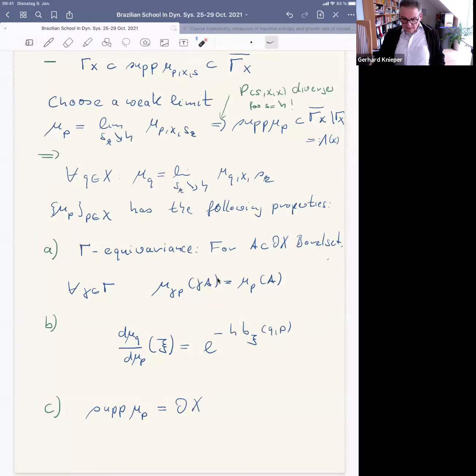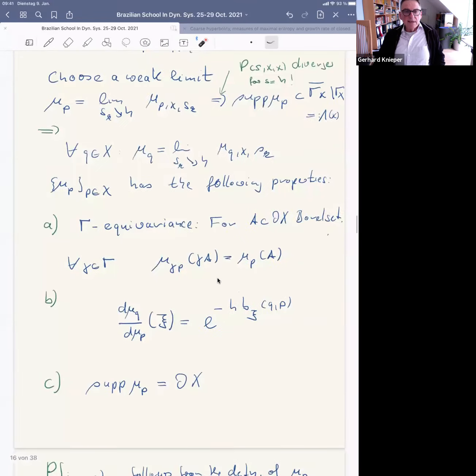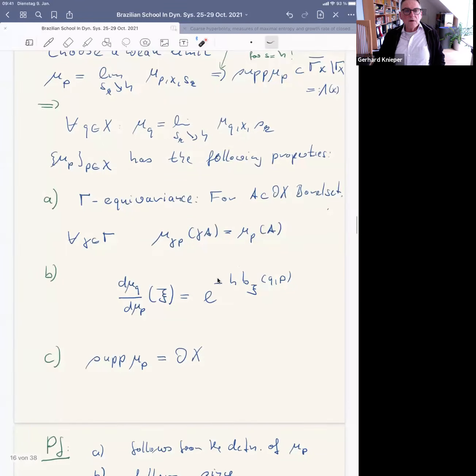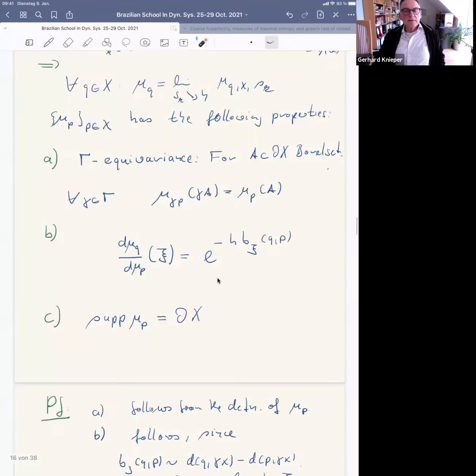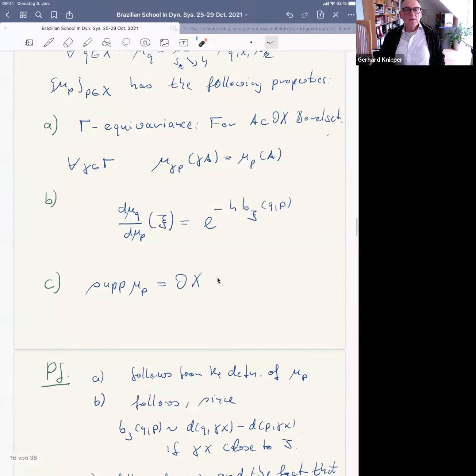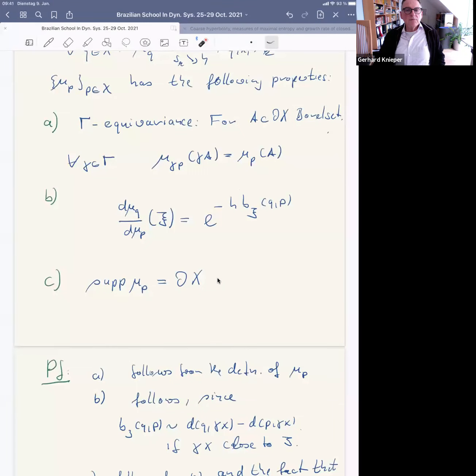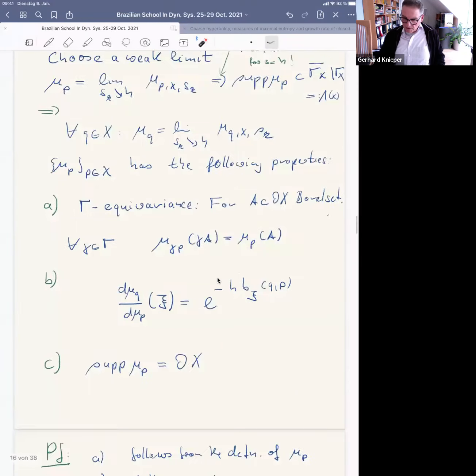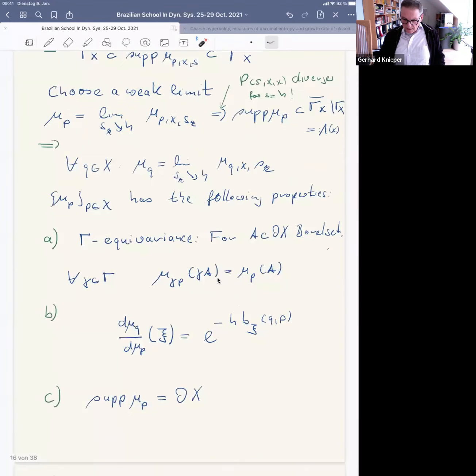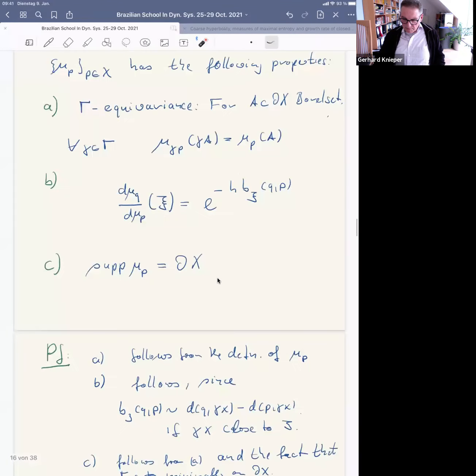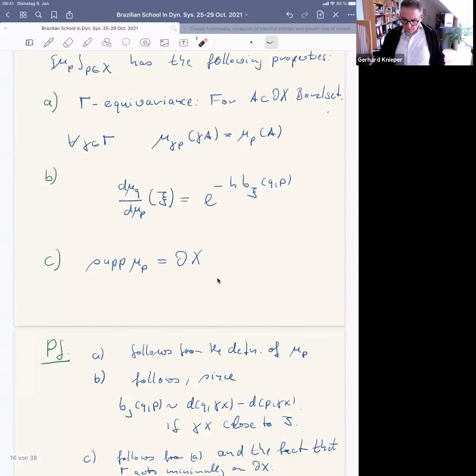And the last property is that the support of all the measures mu_p, one and therefore for all, is the full boundary in this case. A priori, it would maybe be only the limit set, but in this case, which I'm studying here, it's the full boundary.